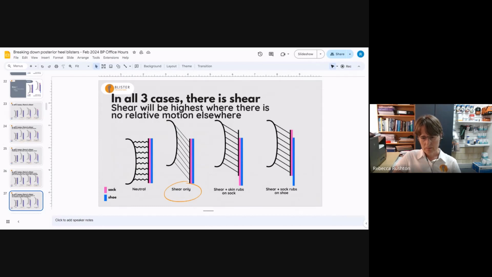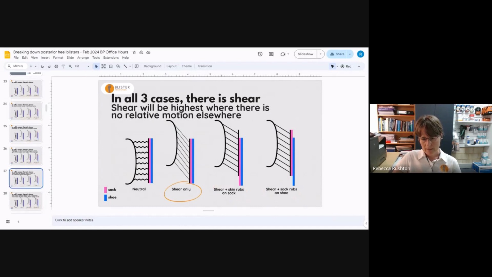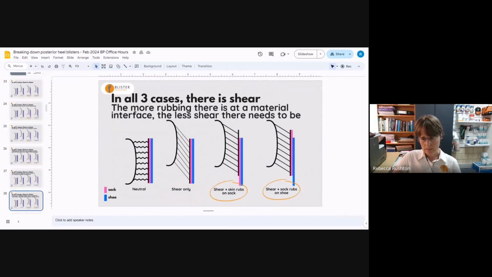Interestingly, shear deformation will be highest where there's no relative motion between the skin, sock, and shoe. Given that the bone has to move up a certain amount, the soft tissues will have to shear or deform to allow that to happen. And the more rubbing that occurs at a material interface, the less shear deformation that has to happen within the soft tissues of the skin. So basically, that isn't a blister prevention strategy, and these are.